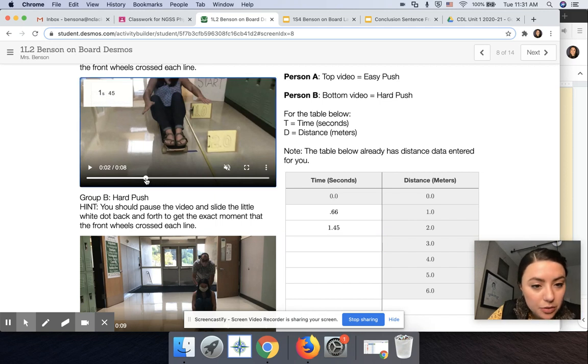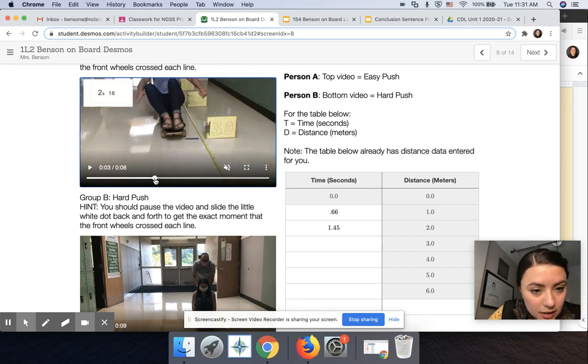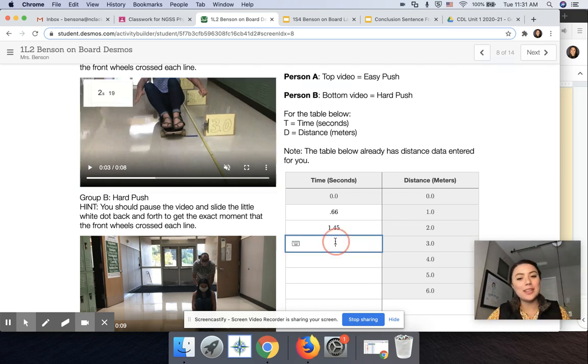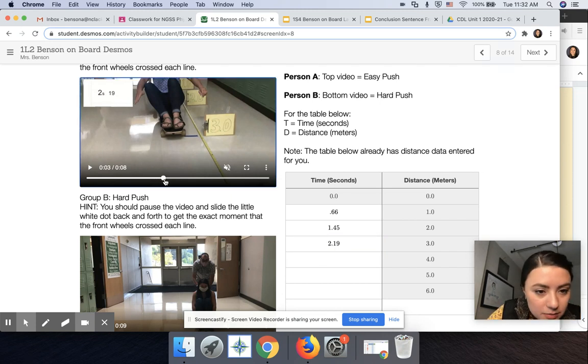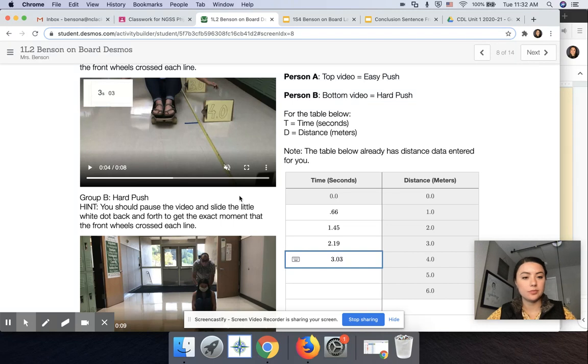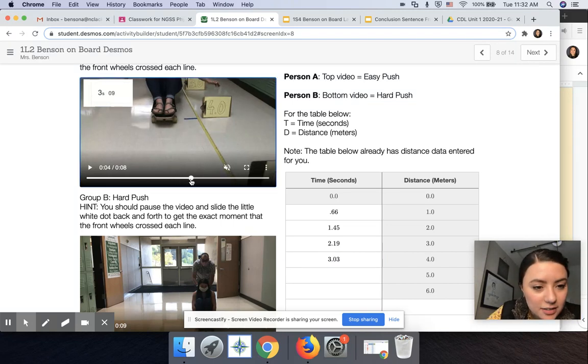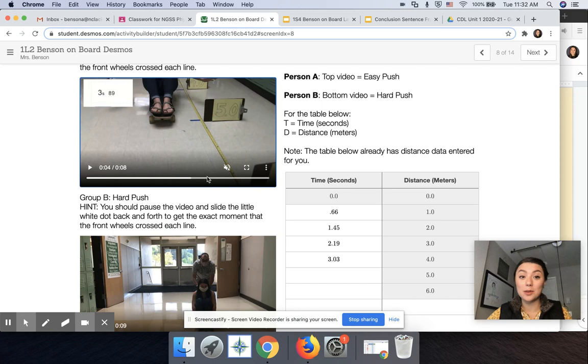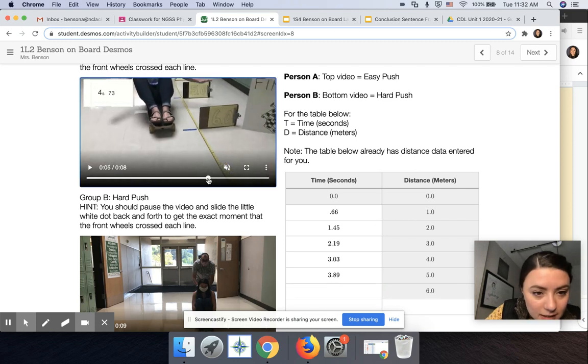We'll go up to 3 meters. Oh, that's pretty dang close. There we go. 2.19. 4 meters. Oh, there we go. 3.03. 5 meters. Oh, that was pretty close. 3.89. And then 6 meters, the final one. There, I would say 4.73.